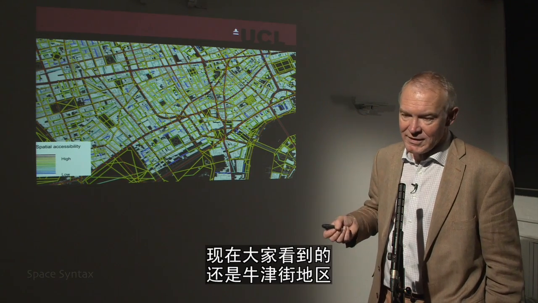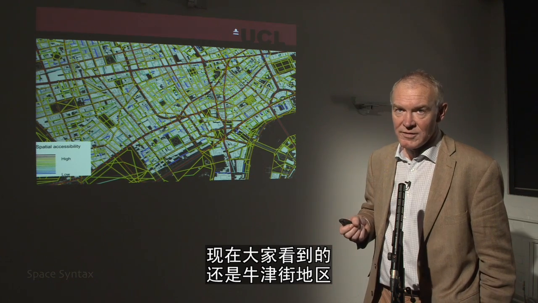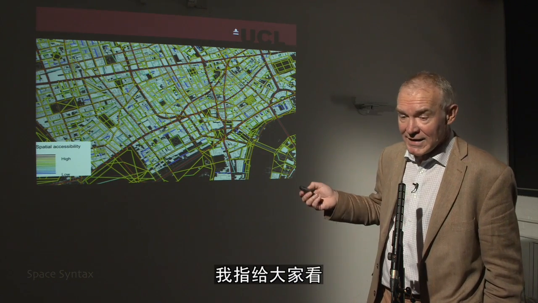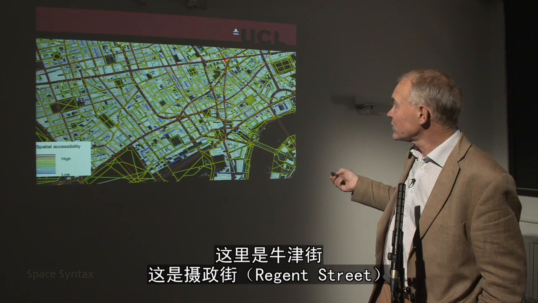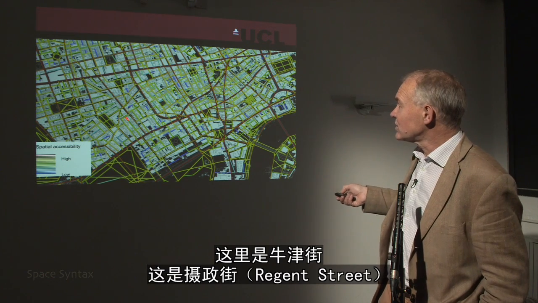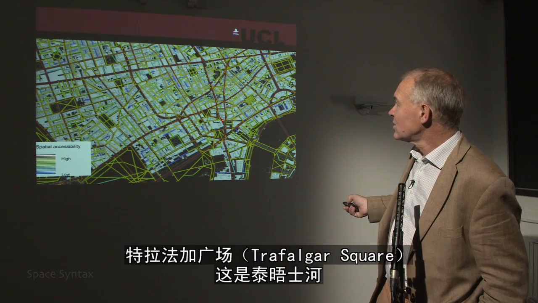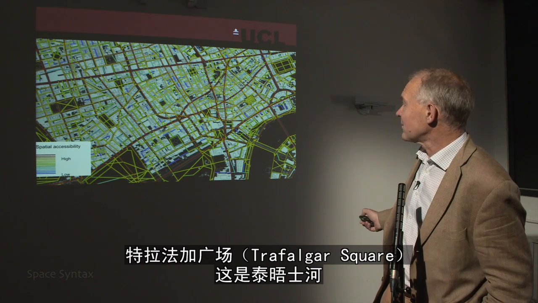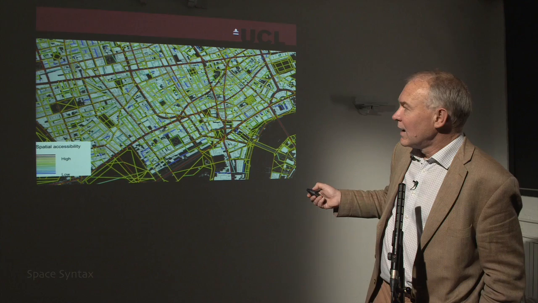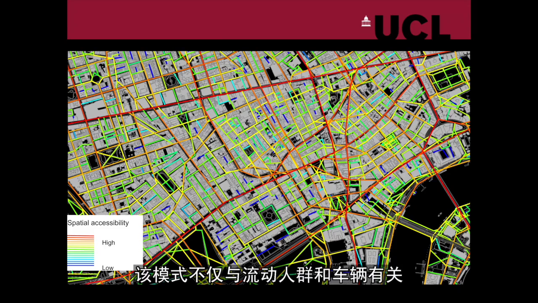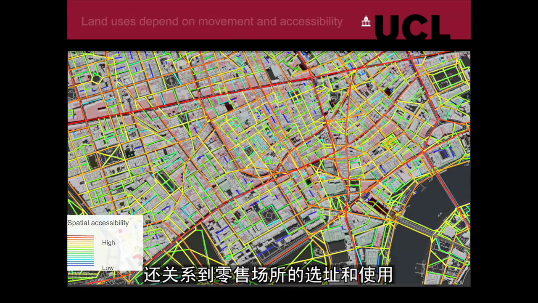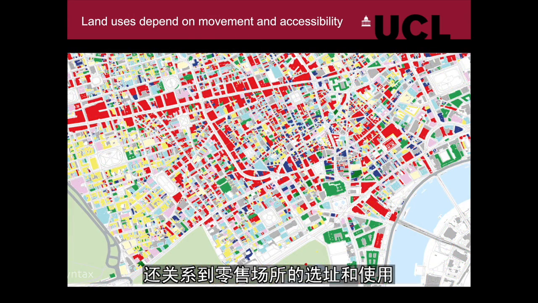So what you see here is that same area of town, the Oxford Street area, and I'm going to show you, this is Oxford Street, this is Regent Street, this is Bond Street, Piccadilly Circus is here, Trafalgar Square is here, the River Thames is here. It turns out that this pattern is related not only to patterns of moving people and moving vehicles, but also to where the retail land uses are.